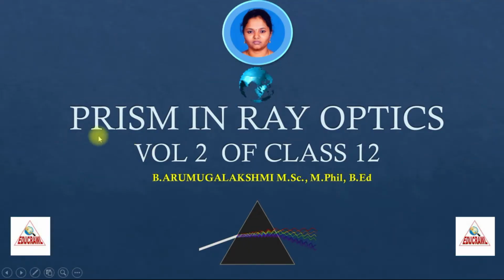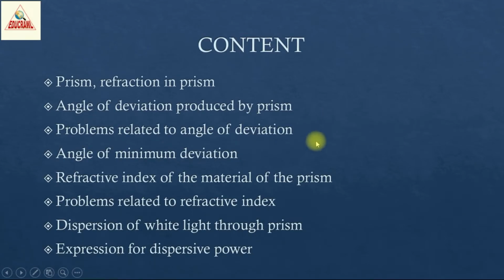Today we are going to discuss the topic Prism in Lesson 6 Ray Optics in Volume 2 of Class 12 Physics. In this video we are going to discuss about prism, how refraction is taking place in prism, how to calculate the angle of deviation produced by a prism and the problems related to angle of deviation, angle of minimum deviation, refractive index of the material of the prism and problems related to refractive index, dispersion of white light through prism and finally how to calculate the expression for dispersive power. These are the topics which are going to be discussed in this video.